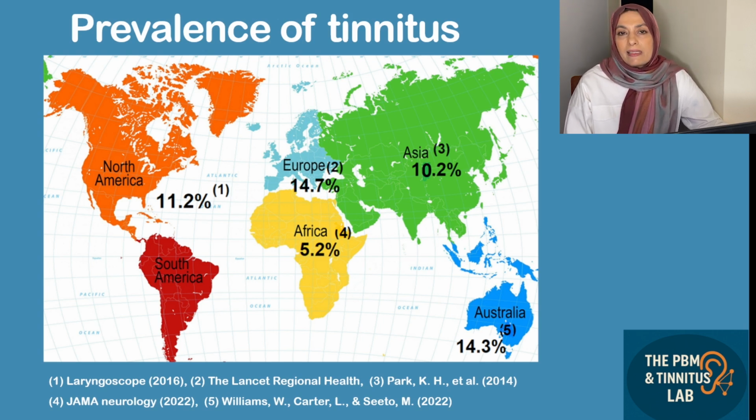Now about the prevalence of tinnitus. Tinnitus is a highly prevalent symptom, and for example, you see in the USA its prevalence among adult population estimated at 11.2%, and in Europe 14.7%, and Africa 5.2%, and Asia 10.2%, and as I told you, it's the prevalence in the adult population. But in Australia, the prevalence of tinnitus in the workers, not the adult population, estimated at 14.3%. You can see that it's a highly prevalent condition.